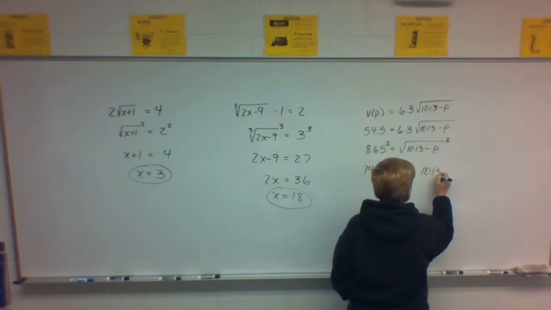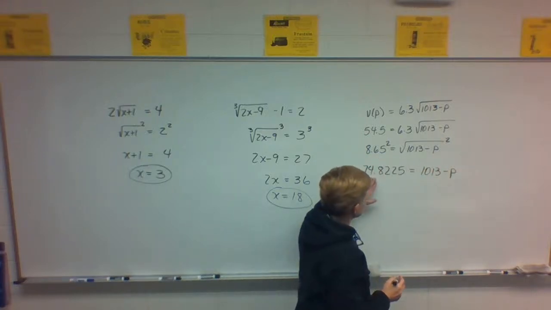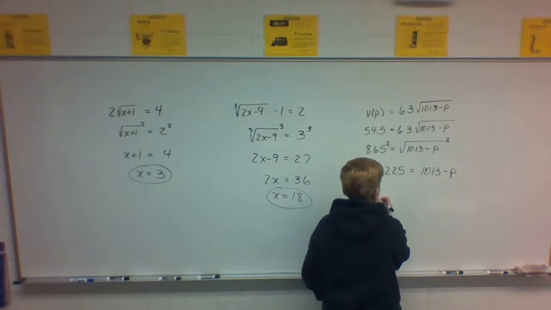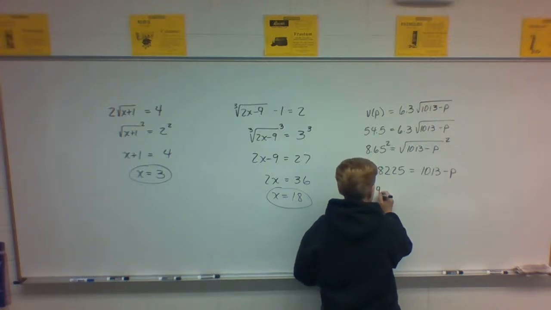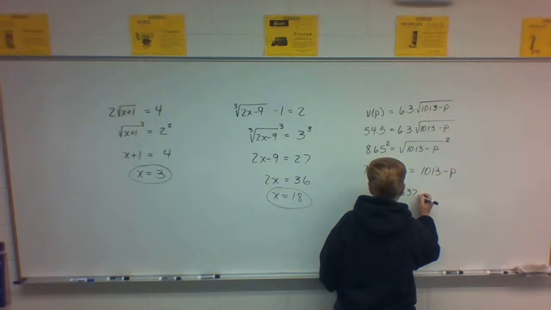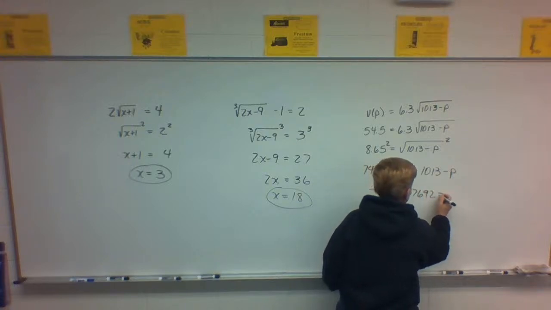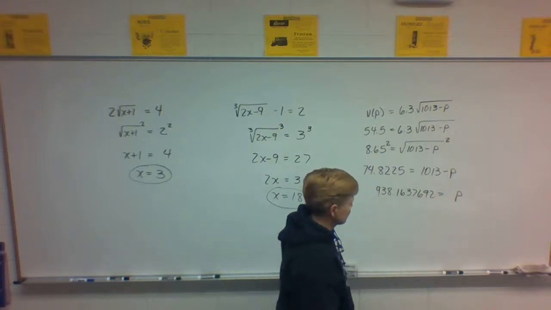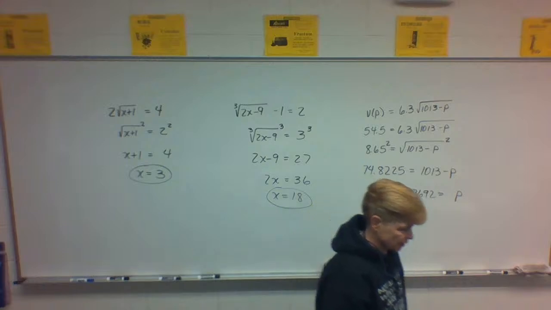74.8225 equals 1013 minus P. So now I have to take this 74.8225 and subtract 1013. What do we get? Negative 938.1775. That equals negative P. So that means that P equals that, because you can divide both sides by negative. That's in millibars. And then you round to whatever value they tell you to.